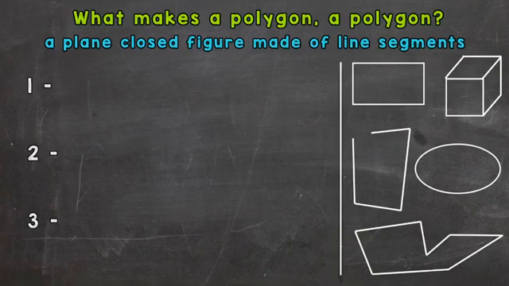Now, when it comes to polygons, there's a checklist, and a polygon has to have a check next to each of these three characteristics. So we're going to go through what those three characteristics are.